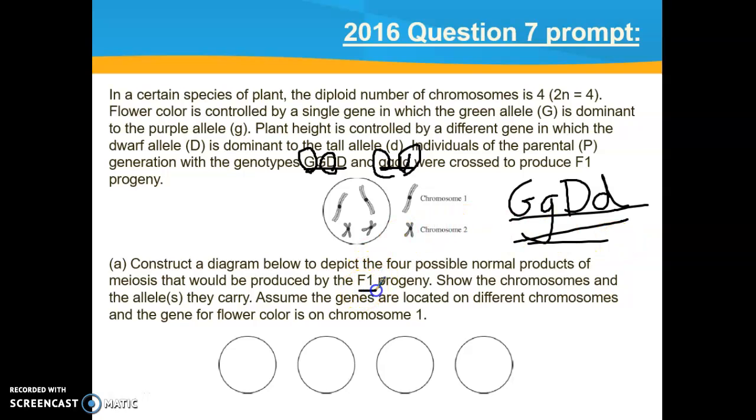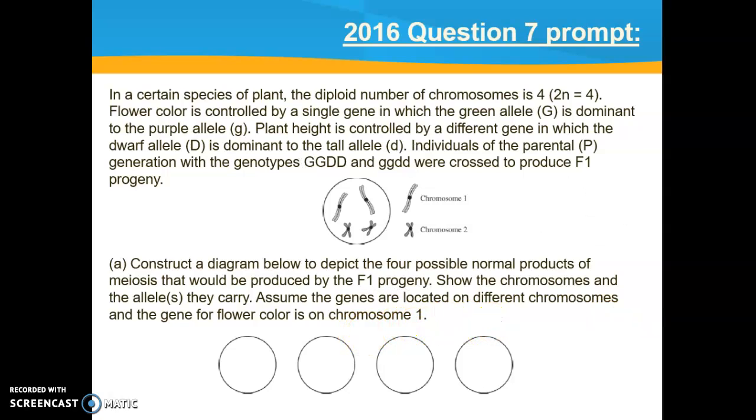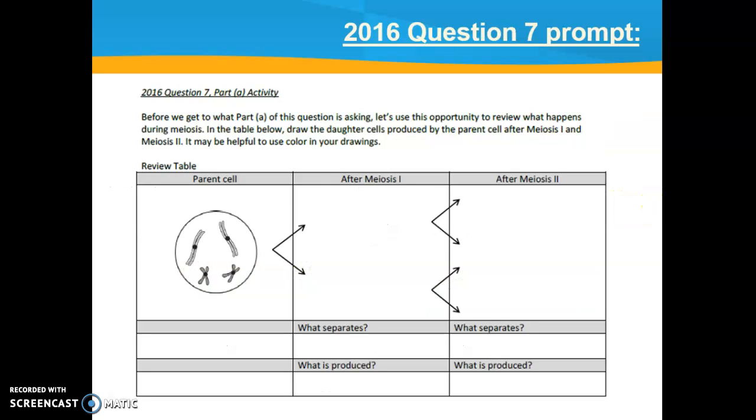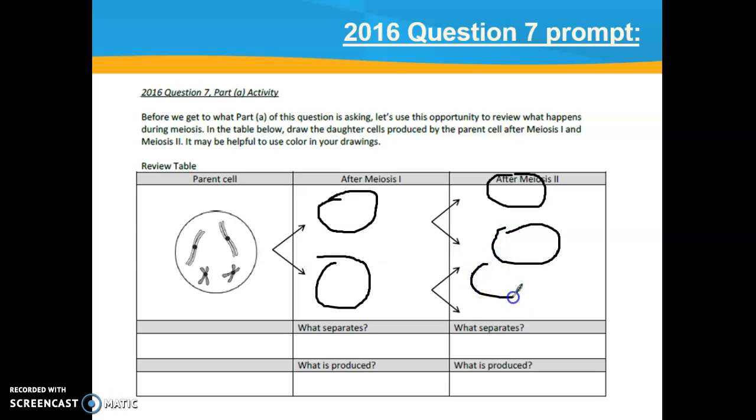Now we're looking at the F1 generation. So we're looking at this genotype, and we're going to use the diagram to follow the chromosomes through meiosis. And they give you some hints here showing you that the flower color gene is going to be located on chromosome number 1. So let's flip to the next slide that gives you a place to sketch out and think through your answer. And I'm just going to draw my circles in here so that we have these ready for when we need them. Okay.